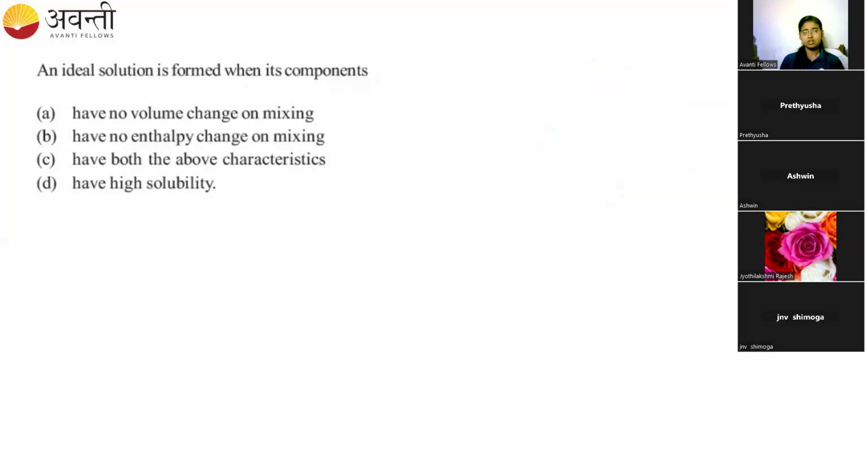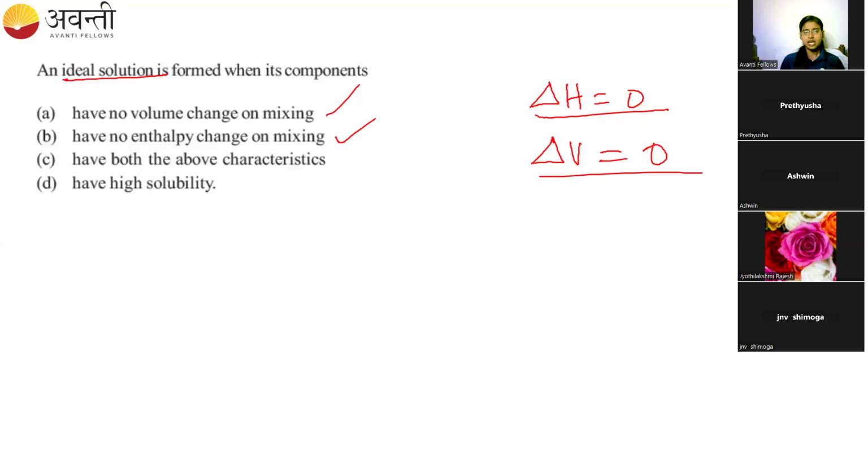Now coming to one more. An ideal solution is formed when its components. What is the answer for this? For an ideal solution, what are the points we have discussed? Delta H mix was 0, delta V mix was 0. So change in enthalpy is 0 and change in volume is also 0. Coming to option 1, have no volume change, so it is correct. Have no enthalpy change, that is also correct. So what is the correct answer here? They have both the above characteristics. So option C is the right answer. An ideal solution will follow the first two statements.